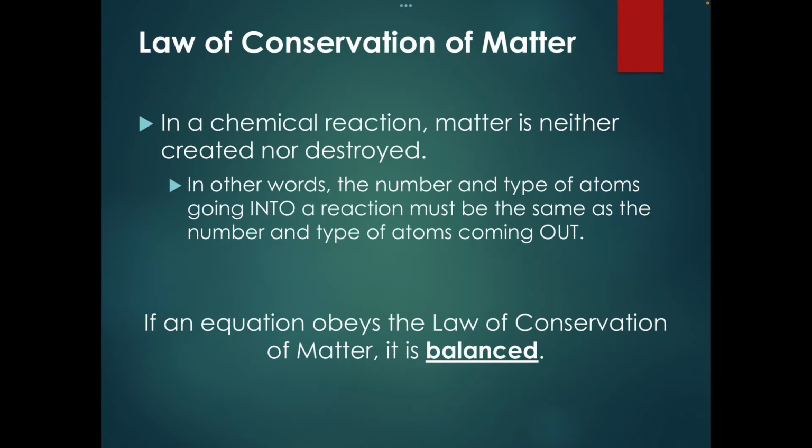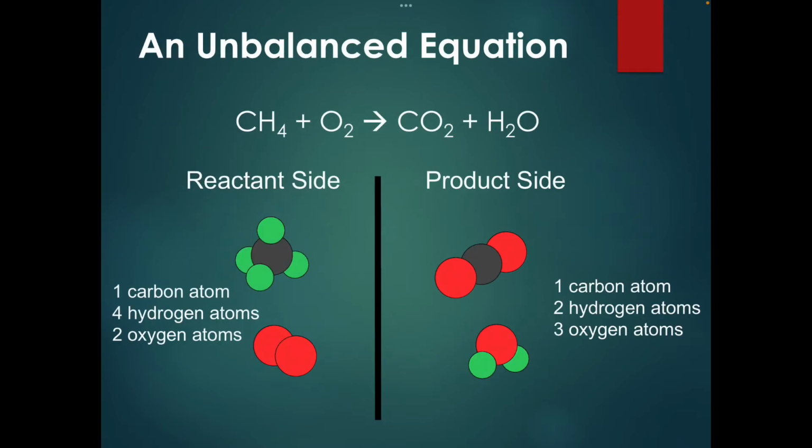So we say that if an equation obeys the law of conservation of matter, it is balanced. We're going to talk a lot about how to balance our chemical equations now, but the whole reason we have to balance them is so that they obey the law of conservation of matter. And I'll show you what I mean by that. If we look at this reaction right now, on the reactant side, we have CH4 and O2. So here's our depiction of that.